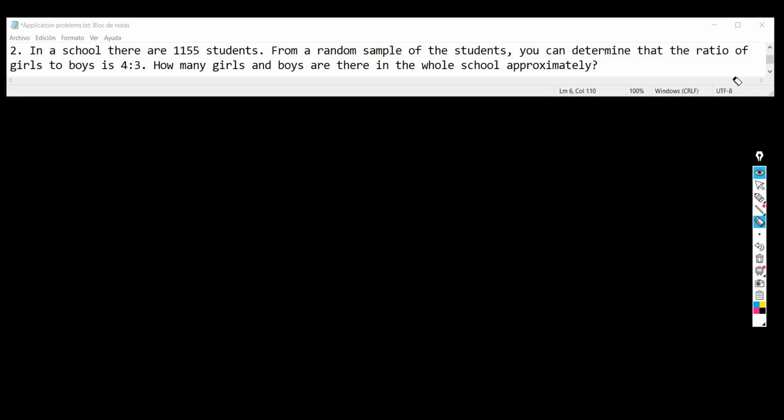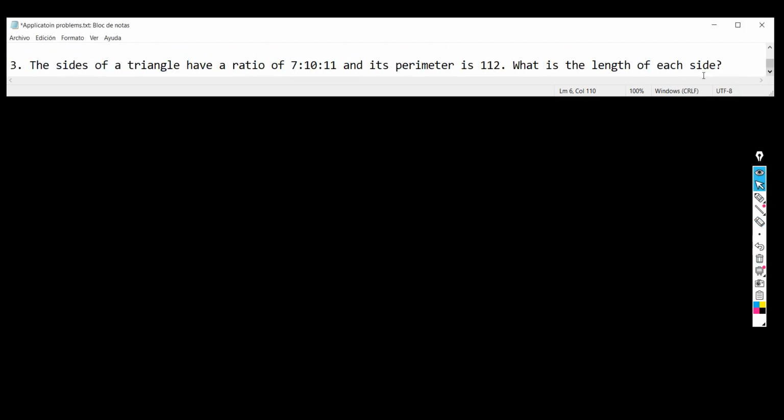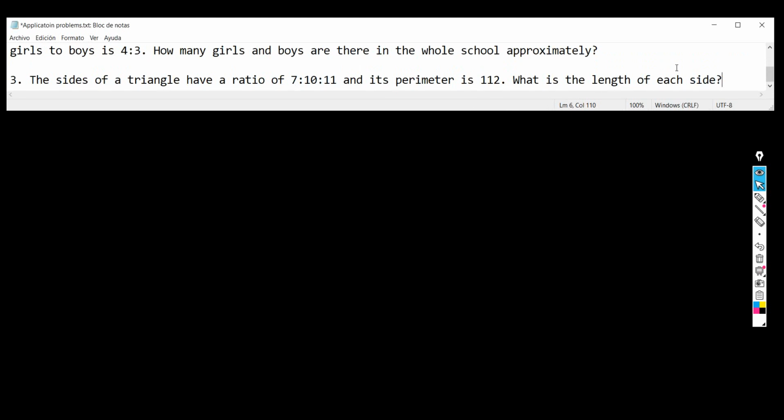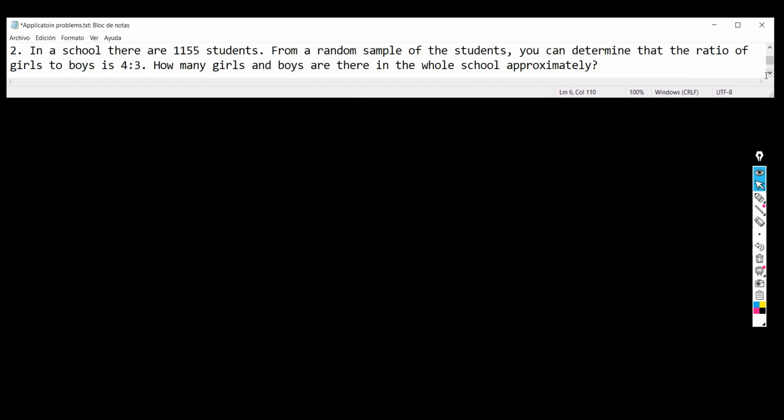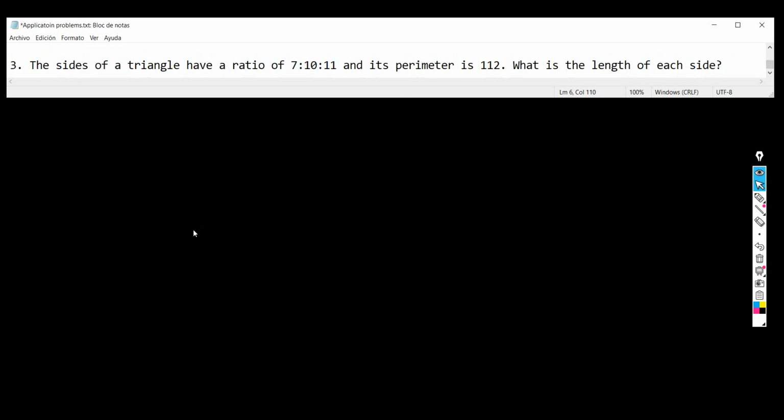Okay, and then the final problem for today. This one, problem number 3. Okay, problem number 3 says the following. The sides of a triangle have a ratio of 7 to 10 to 11, and its perimeter is 112. What is the length of each side?